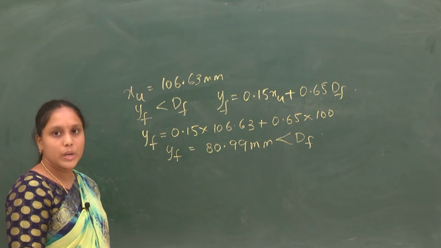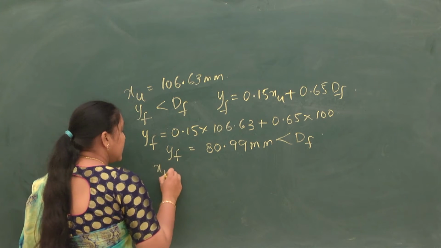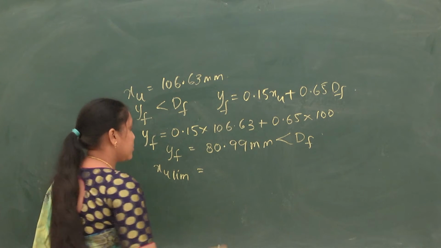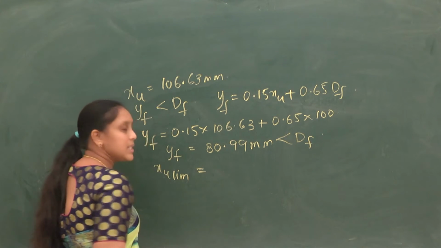Now what do we have to do next? We have to calculate the XU limit. So how will we calculate the XU limit? So for the grade of steel, what is the grade of steel here?